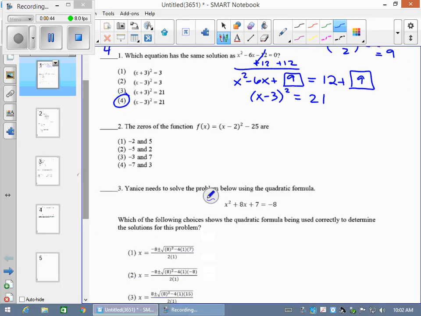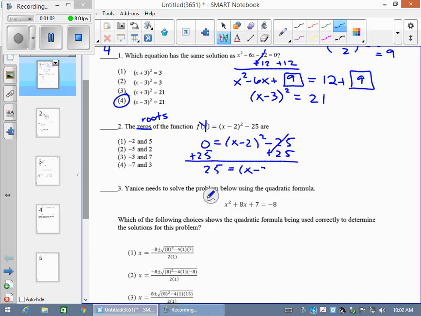Number 2 is asking us for the zeros of the function. Zeros also can be called roots. They're asking us to solve for x. So when we're solving for the zeros or the roots, we make f of x or y into 0. So I'm going to replace y with 0, and I'm going to solve for x. So this would be the square root method. I'm going to add 25 to both sides.